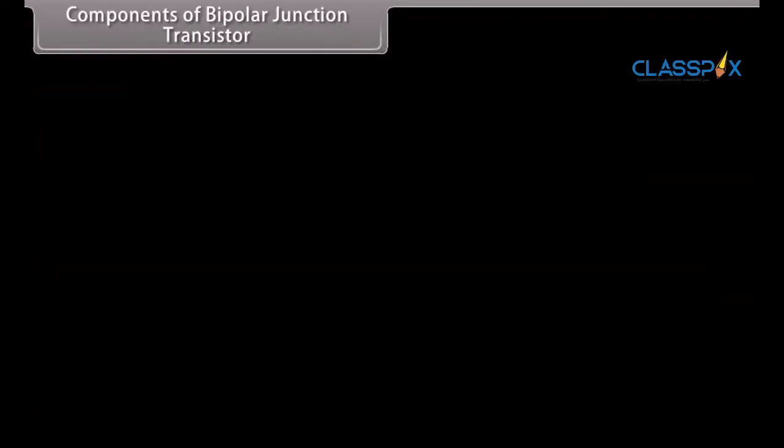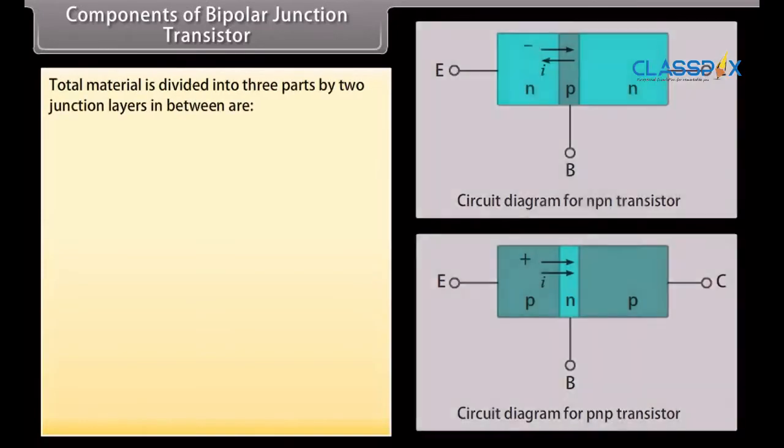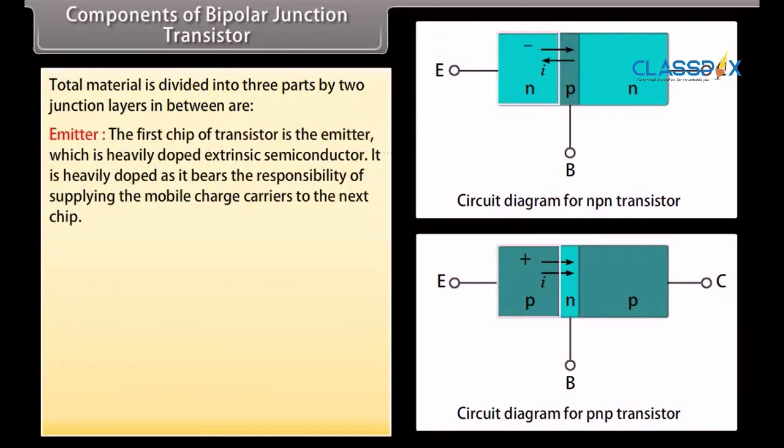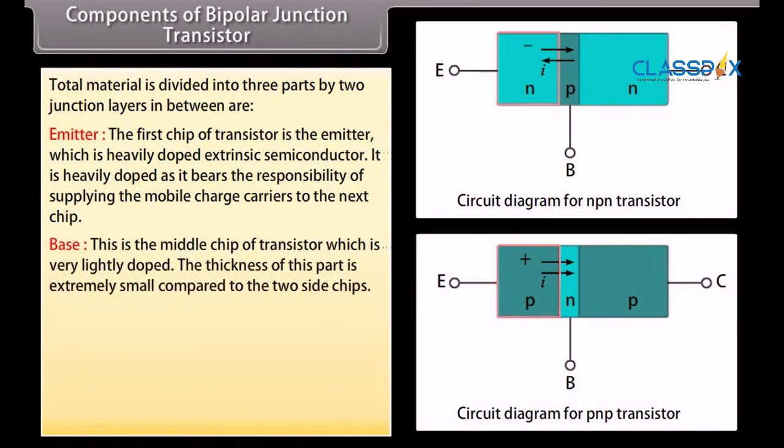Components of bipolar junction transistor. The total material is divided into three parts by two junction layers in between. The first chip of the transistor is the emitter, which is a heavily doped extrinsic semiconductor. It is heavily doped as it bears the responsibility of supplying the mobile charge carriers to the next chip. Base. This is the middle chip of the transistor, which is very lightly doped. The thickness of this part is extremely small compared to the two side chips.